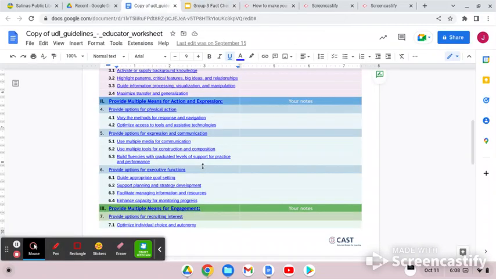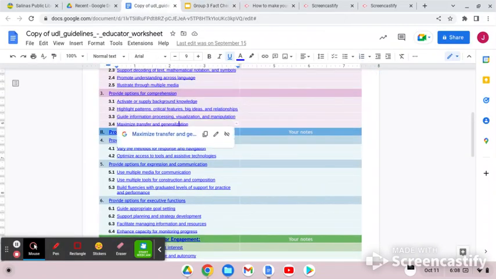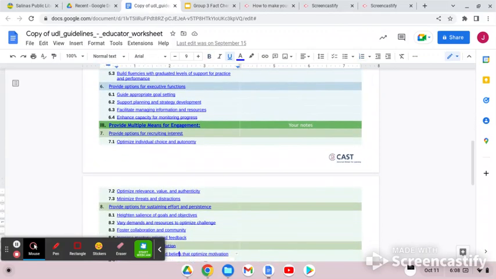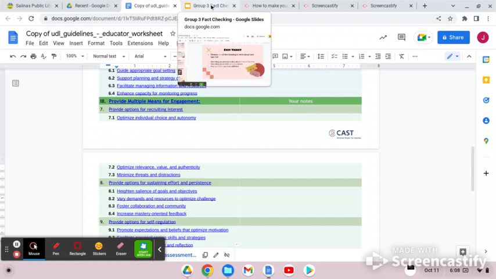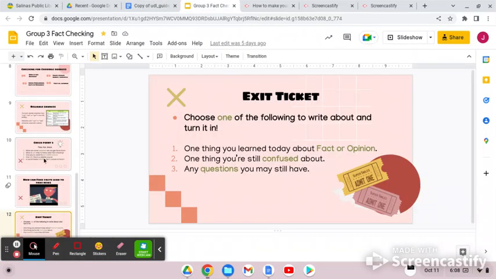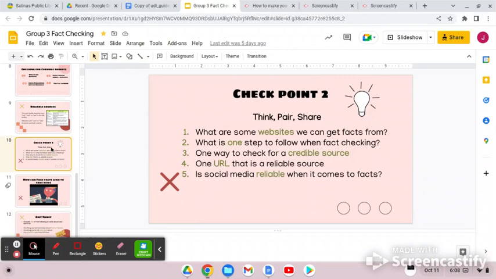For the last category, engagement, we used 8.5 or 8.4, which is increase mastery orientation and feedback. We demonstrated this with our activity, our think, pair, share. This gave the ability for students to share out loud what they learned and thought throughout this presentation.